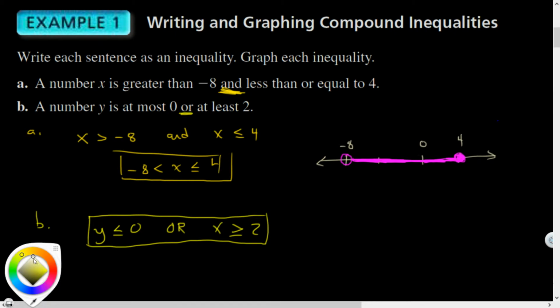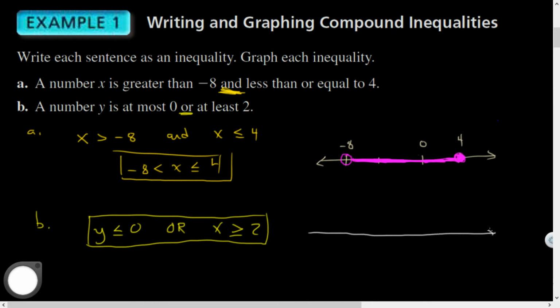And if I want to graph that inequality, let's see, 0 and 2. And let's graph our solution set. So less than or equal to 0, closed circle at 0, and shade it to the left. Okay, and then, I wrote x instead of y, guys. Oh, man. There we go, that's better. Or y is greater than or equal to 2, closed circle, shaded to the right.